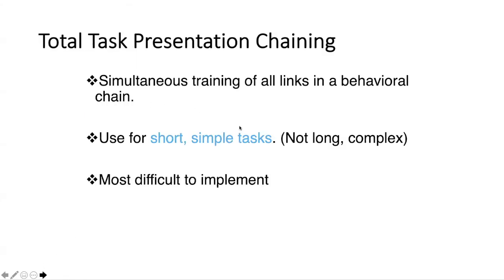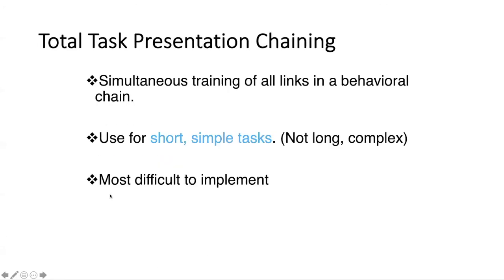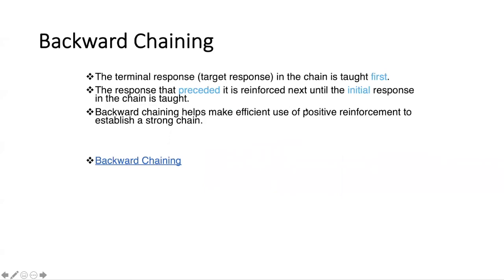There's also total task presentation chaining. It's the simultaneous training of all links in a behavioral chain. You want to use this for short, simple tasks, not long, complex tasks. And it is the most difficult to implement because it's the whole task in one go, and it's not really the easiest to pull off well.